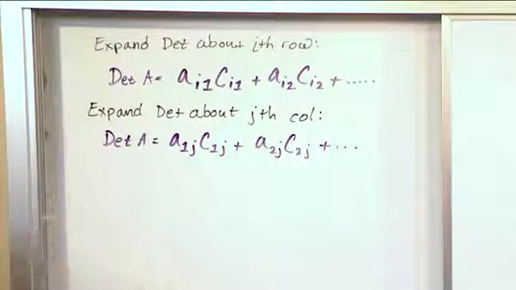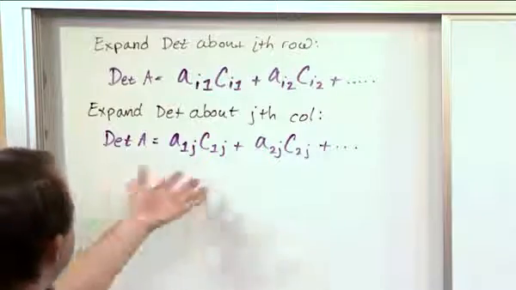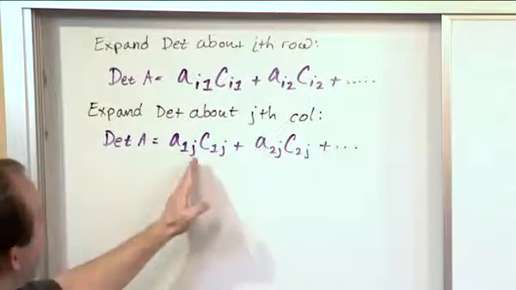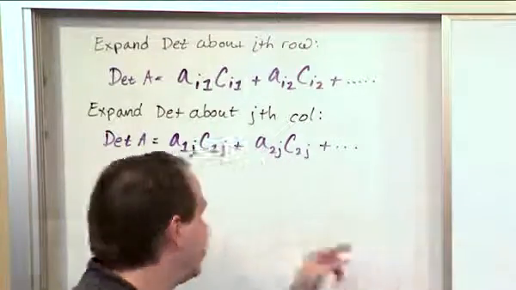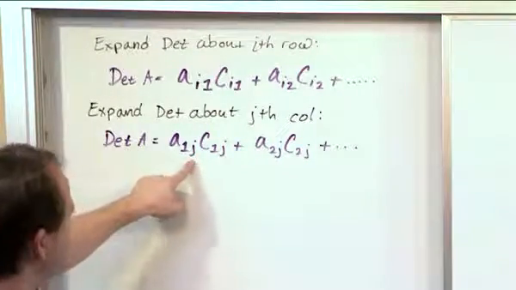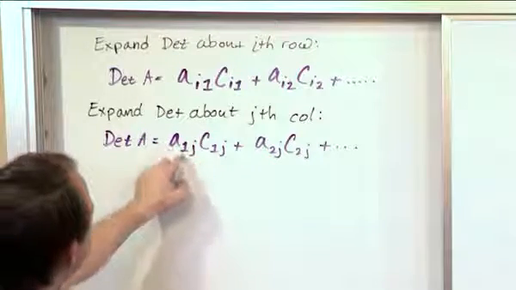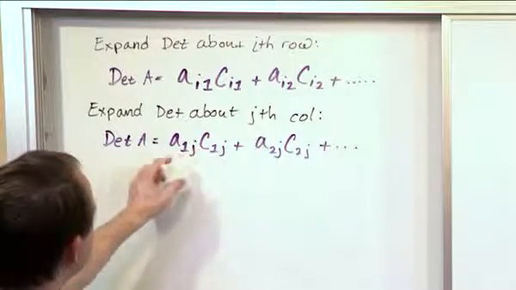Again, if you read this in a book and you don't know what it says, you might stare at that for a while and not know what the heck it means. J just locks down whatever column. So let's say you want to expand through column number 1. Then J just becomes a 1 everywhere. So then what you do is you take the element 1,1 times the cofactor at that location.